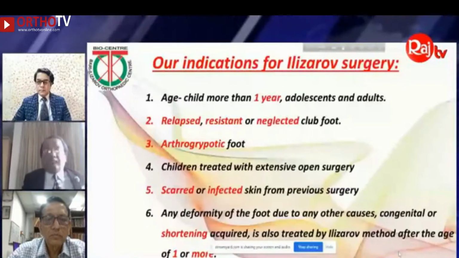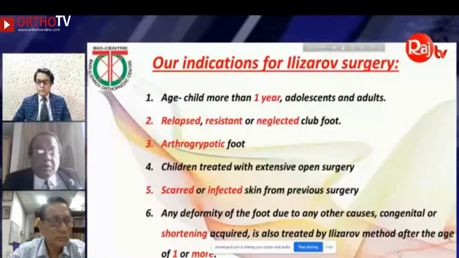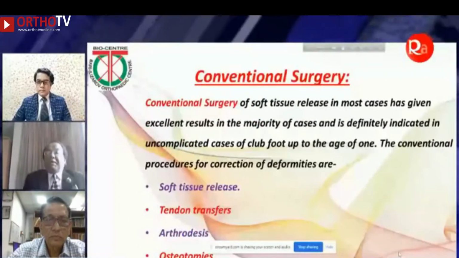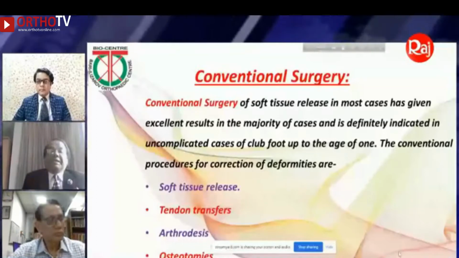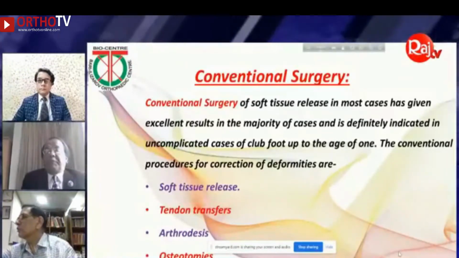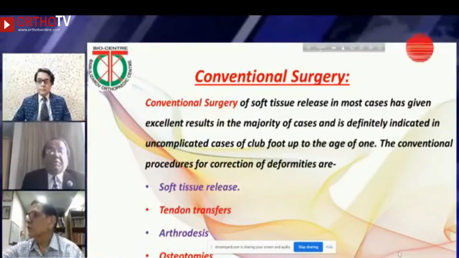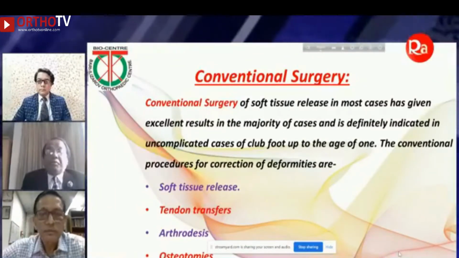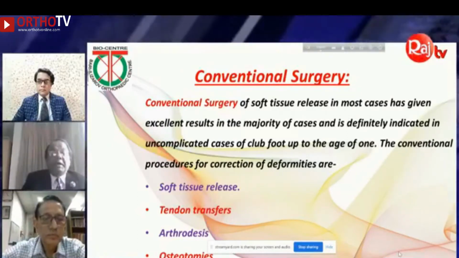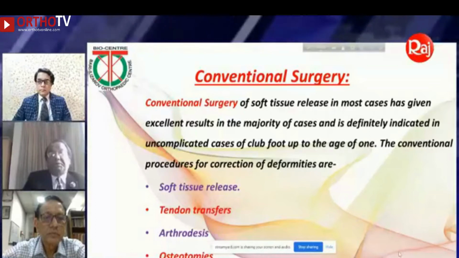Now, if you think about the conventional surgery, soft tissue release in most cases has given excellent results in the majority of cases and is definitely indicated in uncomplicated cases of clubfoot up to the age of 1. The conventional procedures for correction of the deformities are, number 1, soft tissue release, tendon transfer, arthrodesis, and osteotomies.